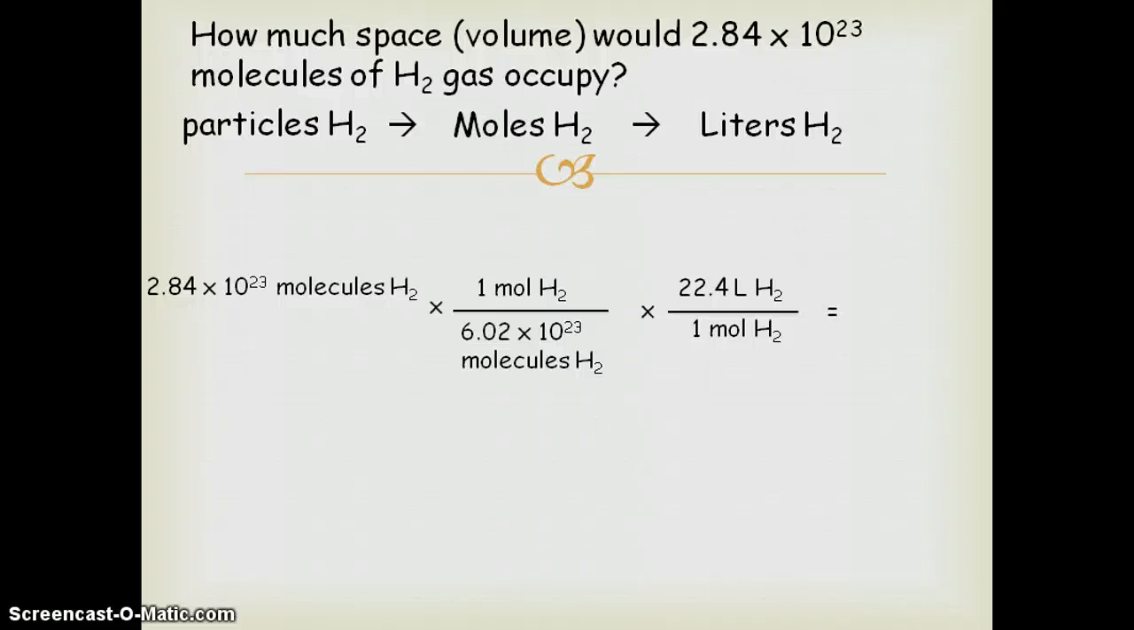So for this one, we never had to find the molar mass because it asked nothing about how much it weighs. So we just had to use the equalities that we already knew, and there's no calculating of our molar mass here. And we're left with 10.6 liters of hydrogen gas.